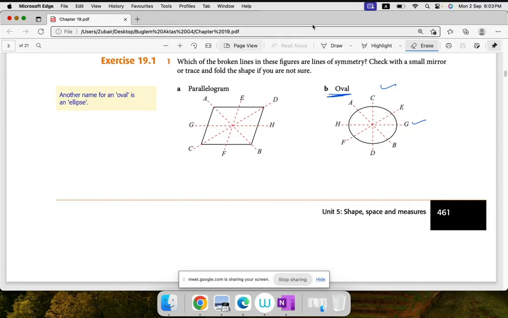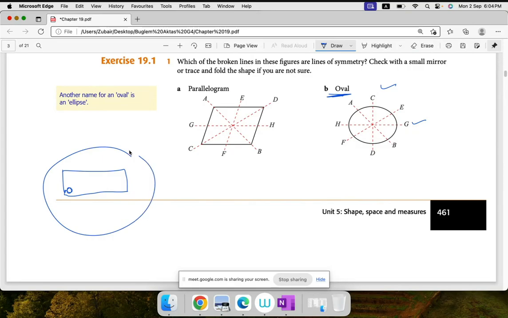Now, if I draw a rectangle, how many lines of symmetry are there? Two. Correct. Now I'm drawing a circle here. How many lines of symmetry are there? Infinite. Zero for this complete shape.